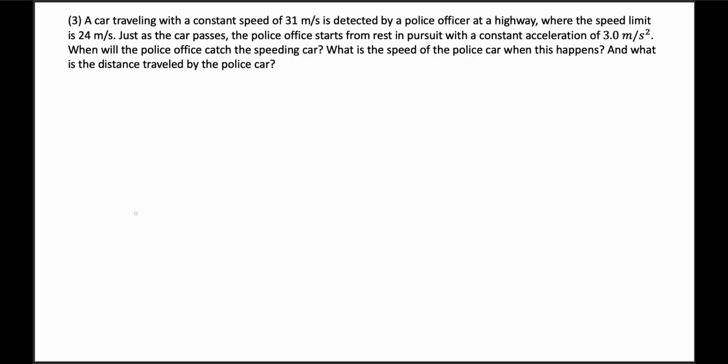Okay, so last question here. A car traveling with a constant speed of 31 meters per second is detected by a police officer at a highway where the speed limit is 24 meters per second. Just as the car passes, the police officer starts from rest in pursuit with a constant acceleration of 3 meters per square second. When will the police officer catch the speeding car? What is the speed of the police car when this happens? And what is the distance traveled by the police car?